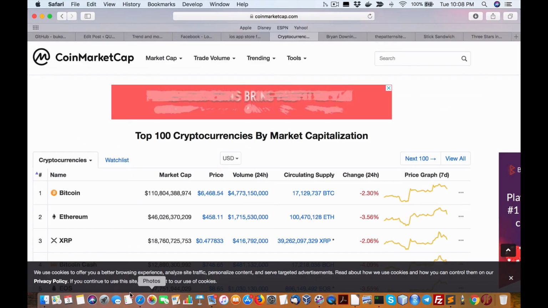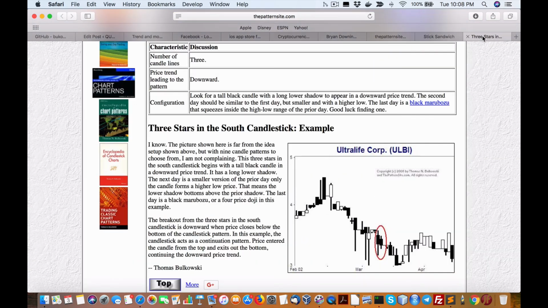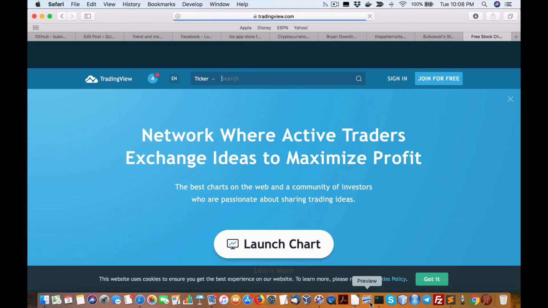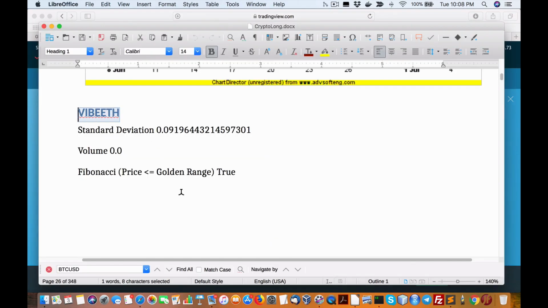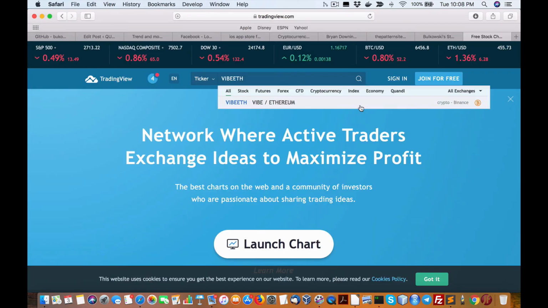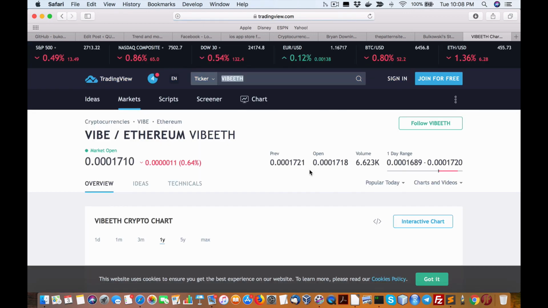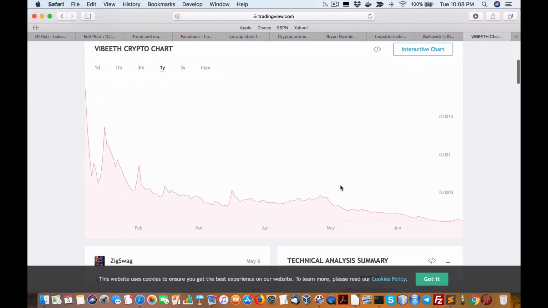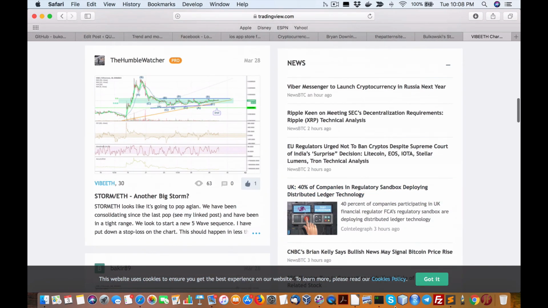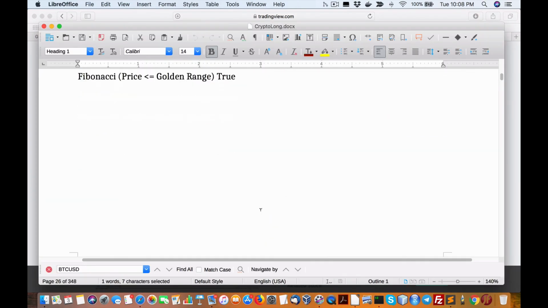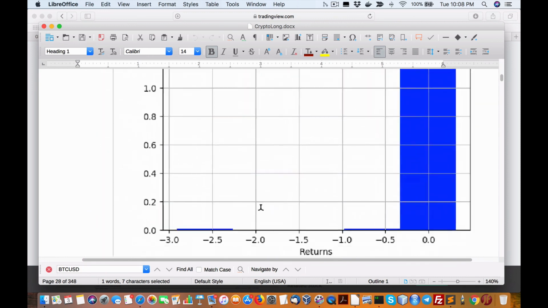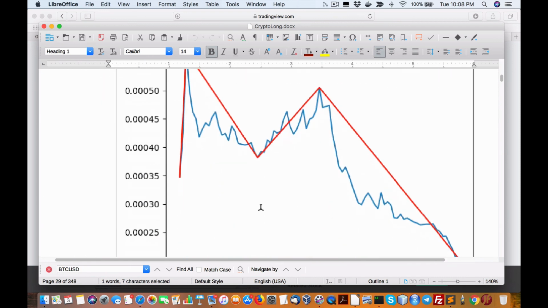Okay, let me pull up TradingView so we can match it against TradingView. So I'm going to just pull up this one. Ethereum, so it's Binance, it's what we want. Yeah, it's going nowhere. Sell recommendation. Not good. It's above trend, but yeah, too much negative.